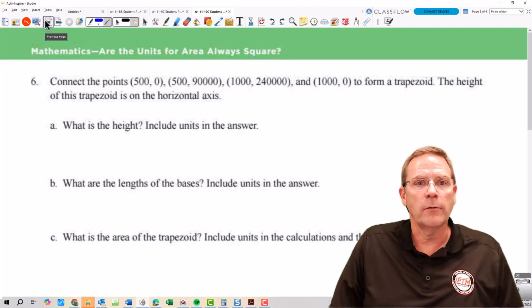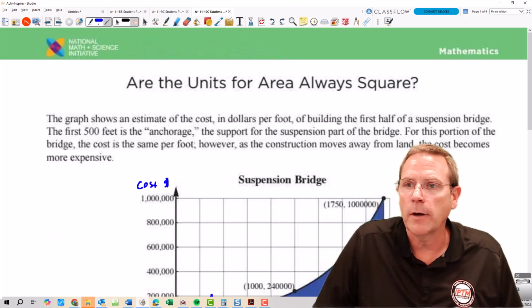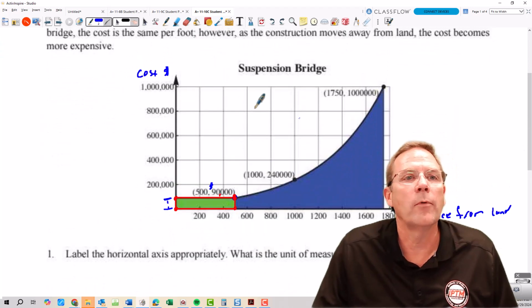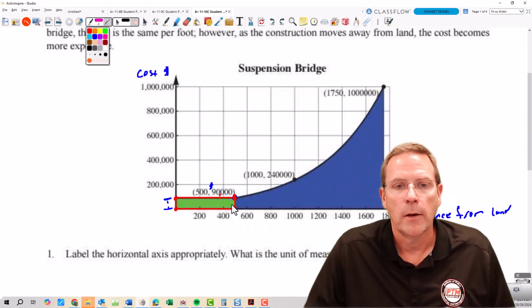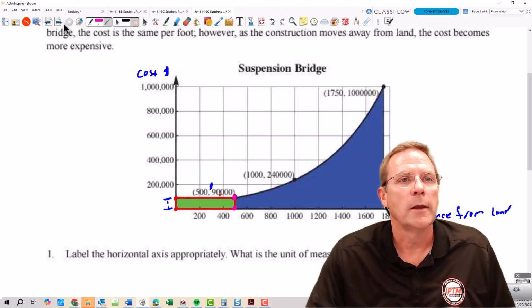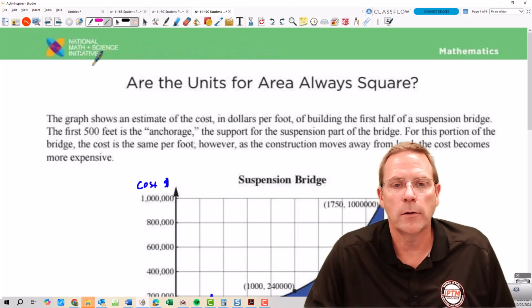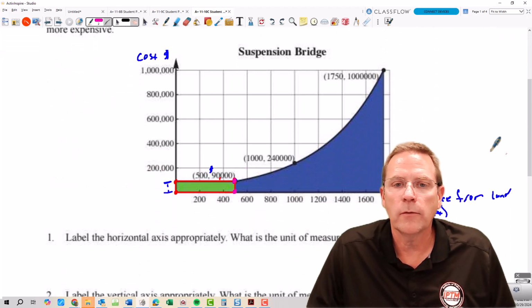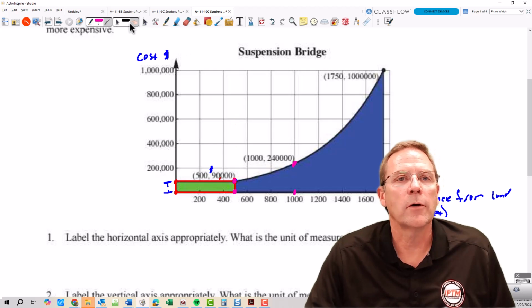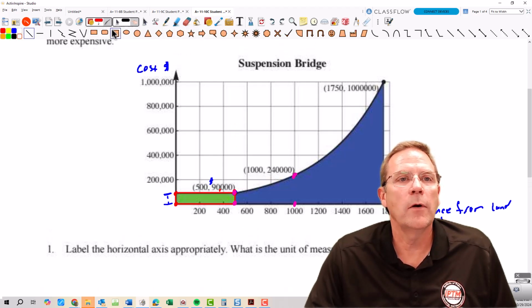So I've got 500, 0, and then I have 590. So that's going to be 2 of my points. We can get a different color here. Let's do hot pink. So point 500, 0, and 590,000. And then I also have points 1,000, 240,000. So let's go back and do that. At 1,240,000, you see that point's already labeled there. And the other point is going to be at 1,000. And we are going to connect those points with a line as well.